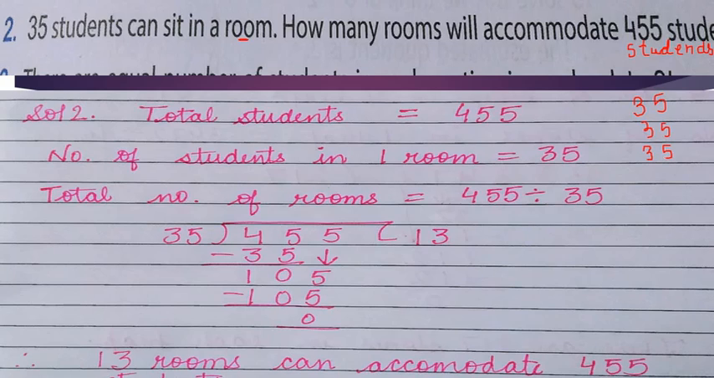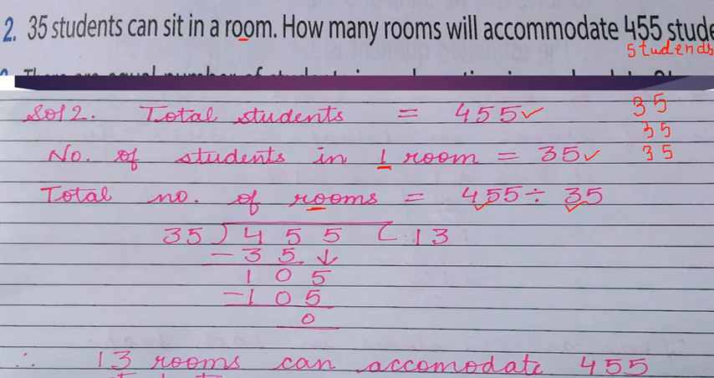You will simply write, okay, we need to accommodate 455 students, number of students in one room 35, and total number of rooms. Okay, so what will you do? Big number divided by small number. Beta, you just have to take the hint from here that, okay, we have to make an arrangement of 455 students in rooms, and we know in one room 35 students can come, so we are going to accommodate.